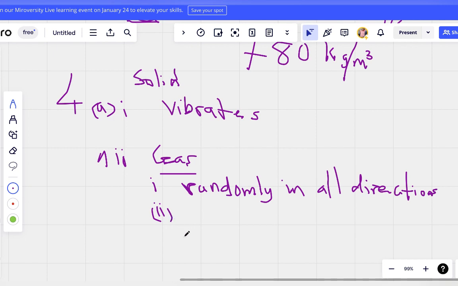Then you can write, they move with high speed. So let's use high speed because they're very fast in gas. The molecules, they move with high speed. You can talk about their collision. They collide with one another and they collide with the walls of the container. Hence the result of pressure. You can write any of those. They only need 2. If you write these 2, you get your 2 marks.